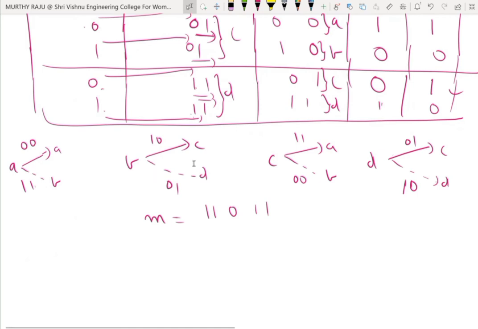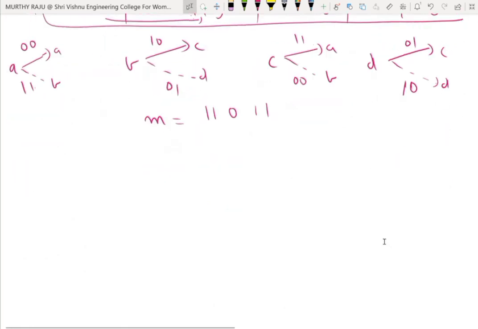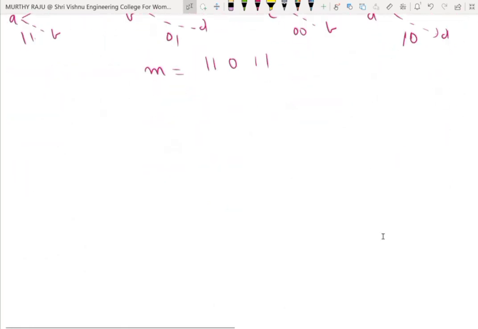The input bit 0 represents the solid line. Input bit 1 represents the dashed line. Output bits are indicated on these lines, branches. Okay. Now, by using a code tree, encode this given message sequence.